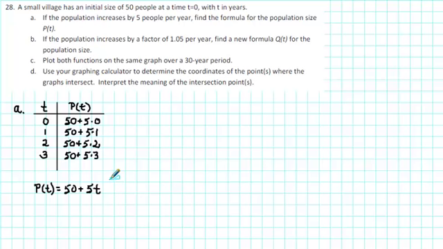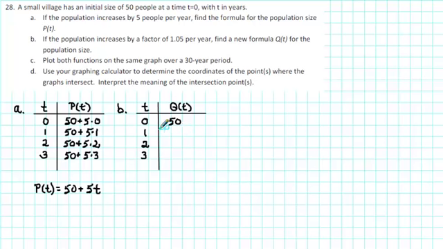Part B. If the population increases by a factor of 1.05 per year, find a new formula Q of t for the population size. Well, let's use the same strategy. We'll make a table of values and look for a pattern. Under this scenario, the initial population is still 50, so we can fill in 50 in the first row. But this time, the population increases by a factor of 1.05 per year.